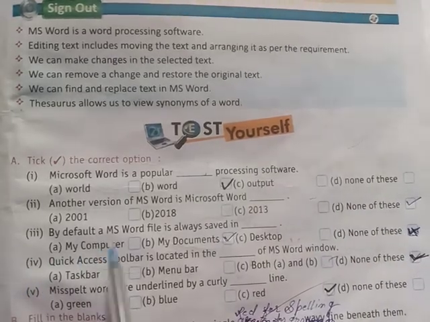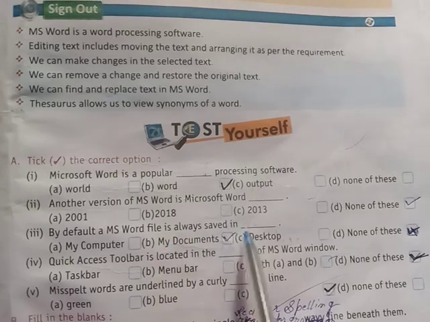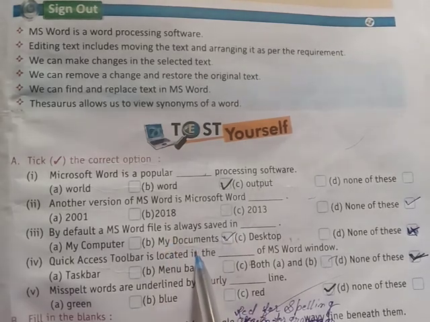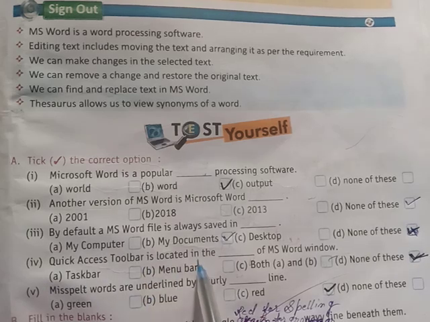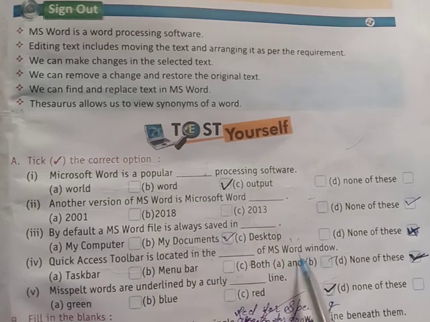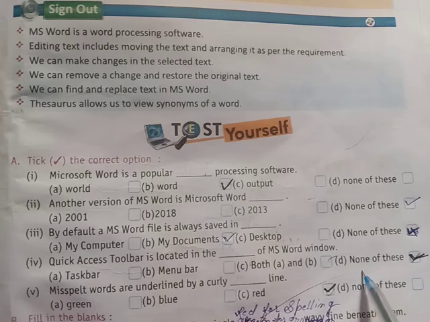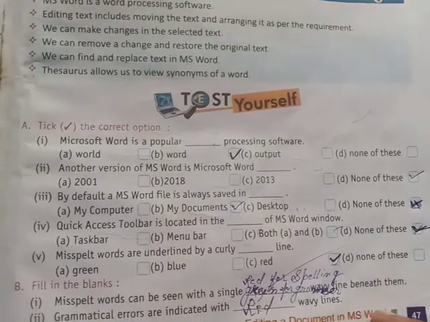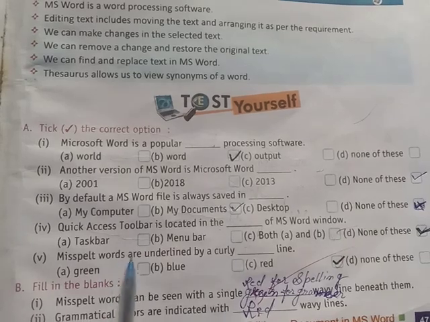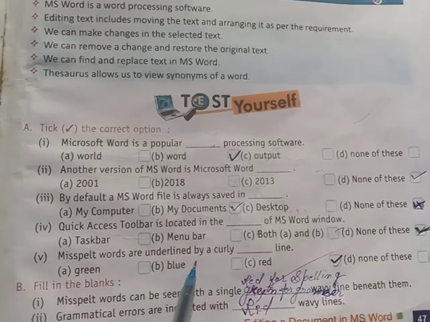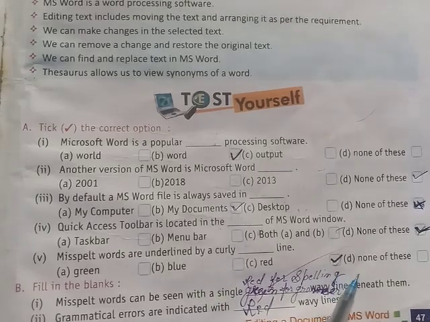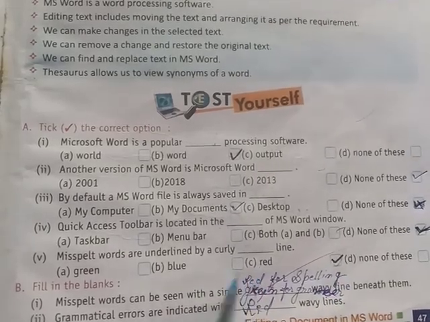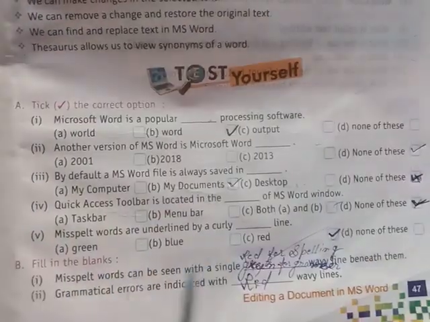Third, by default, a MS Word file is always saved in My Documents. 4. Quick access toolbar is located in the top of the MS Word window. Answer is none of these. 5. Misspelled words are underlined by a curly line. Answer is red.